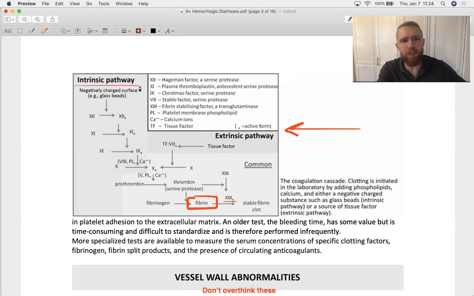And the intrinsic and extrinsic pathways are both going to lead to factor 10. So activated factor 10 is the common endpoint for both of these pathways. It's analogous to complement, right?